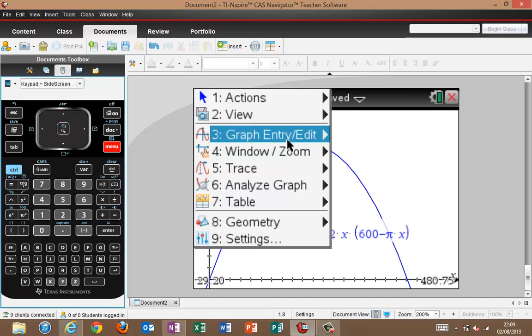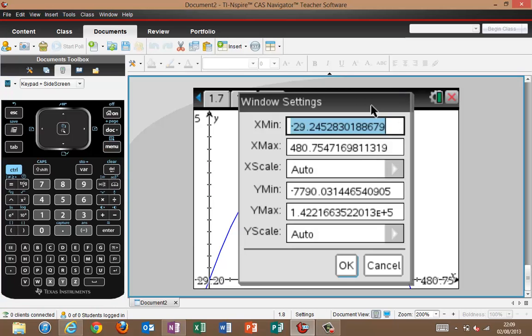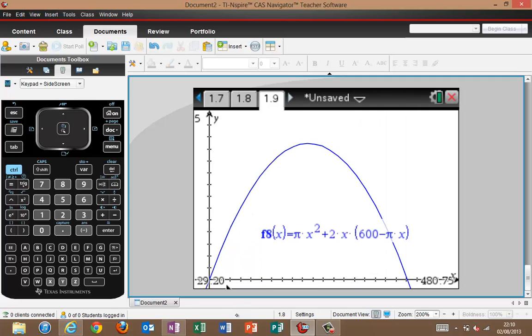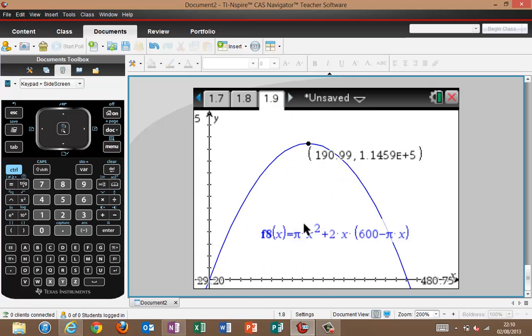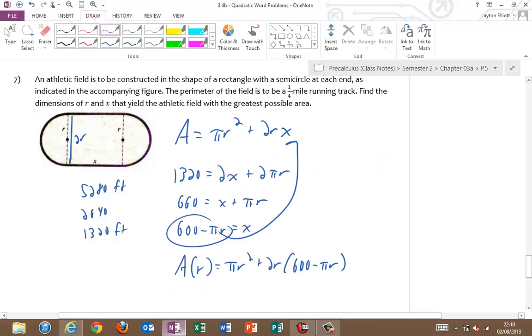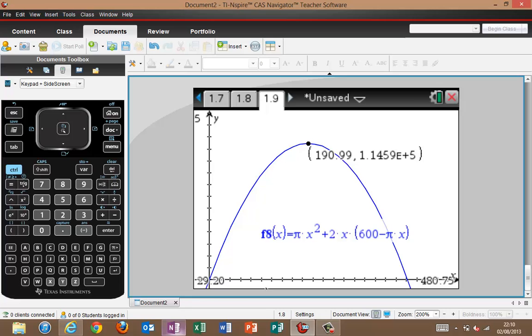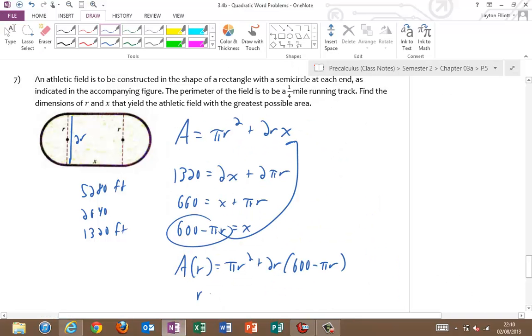Move this up a little bit to give you a view of the axis. I'm going to pause on the window so you can see the window. Remember that scientific notation where you see the e plus 5. So that is really 140,000. Okay. So then let's do an analysis of the graph. Maximum. And I get 190.99 for my dimension for r. So my max area, it says it just wants the greatest maximum area, so we don't even need to see that. My r would be equal to 190.99 feet.